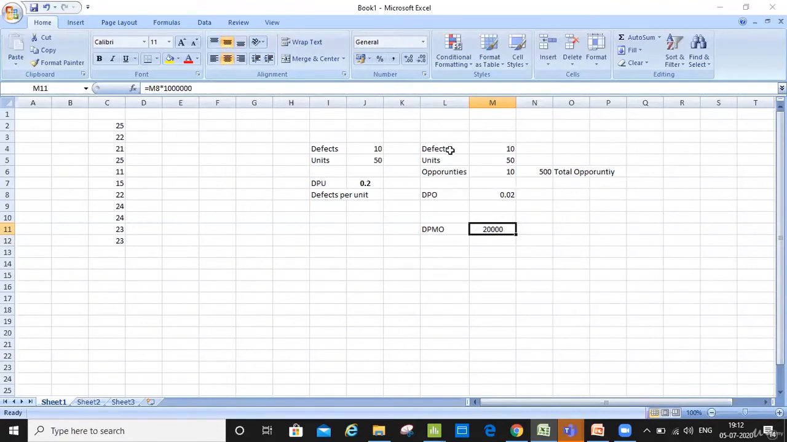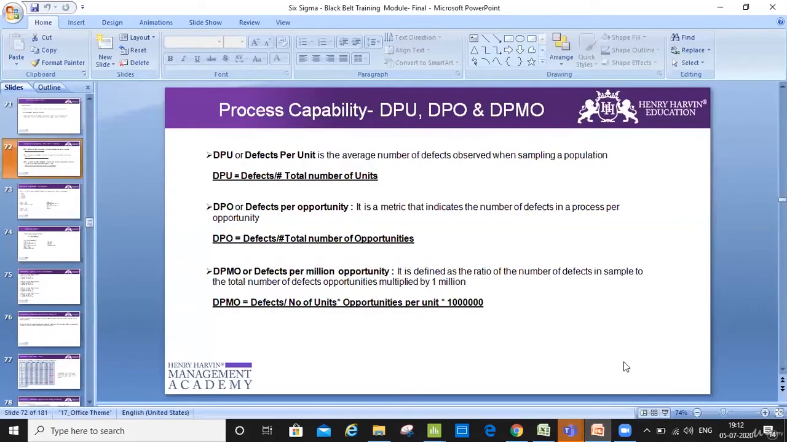So in this particular case, the example that we have taken, which says 10 defects out of 500 opportunities, if there were 1 million opportunities here, we would have said that there are 20,000 defects. So that's defects per million opportunities. Okay. So this is something which we do when we calculate the process capability for discrete data. So DPMO is equal to defects divided by total number of units times opportunities per unit, which is DPO, multiplied by 1 million. Okay, so this is how the DPMO is calculated.